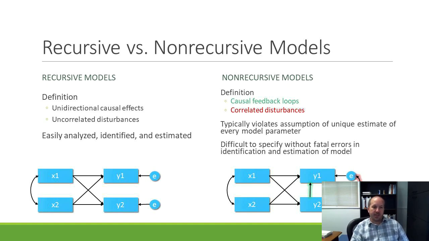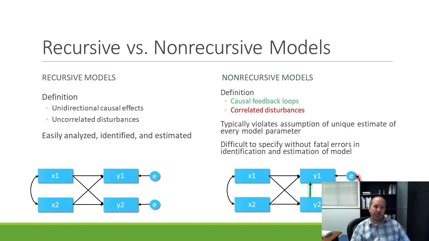The second piece is that the disturbances, so the error terms, are uncorrelated. They are not correlated with each other. So these kinds of models are easily analyzed, easily identified, and easily estimated. They're pretty straightforward when you're doing your analyses. And these are the ones you want to stick with. You want to stick with recursive models.